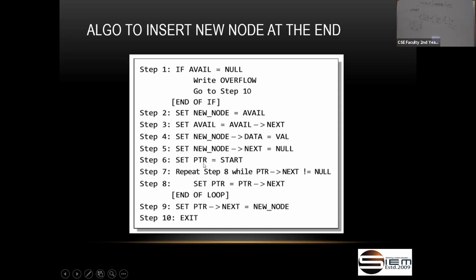Then set pointer equal to start and repeat step 8 while pointer next not equal to null. That means till pointer reaches the last node. What you will keep repeating? Pointer equal to pointer next. So pointer will keep moving till it reaches the last node. End of loop, and set pointer next equal to new node. That means pointer next part will contain the address of new node and exit. Is it clear to you?